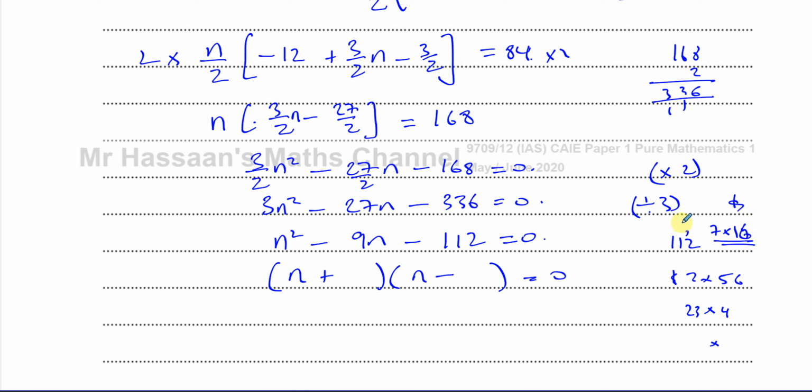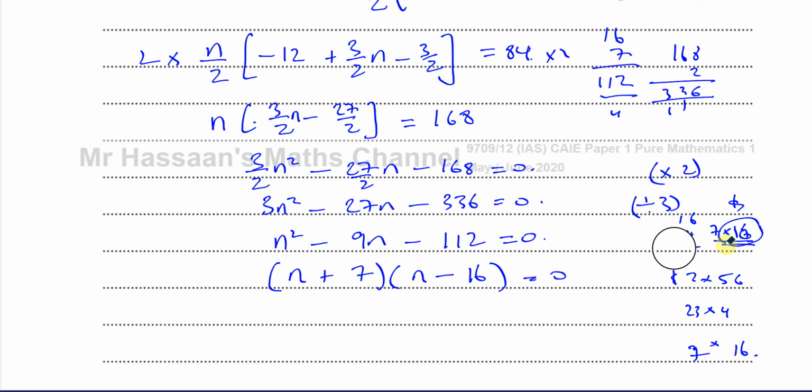7 goes into 11 1 time. Okay. Remainder 4. 7 times 6 is 42. Actually, it was 7 times 16. That's 42, 7 ones are 7 plus 4 is 11. Yeah, so actually it was 7 times 16. So you're going to have a negative 16 and a plus 7.